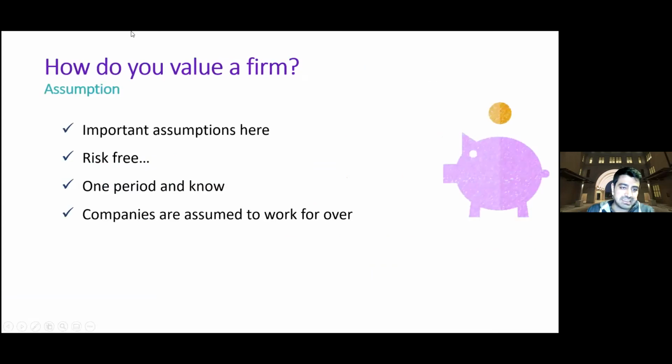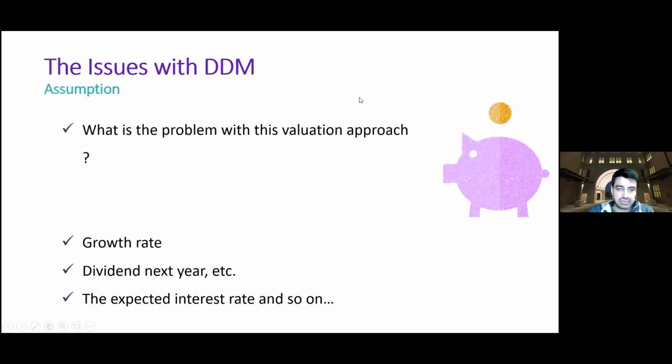Having said that, let's talk about the issues with this model. I already mentioned it a little bit. What is the problem? Why doesn't everyone just use this thing and make a buck for a living? Assumptions. Everyone has different assumptions, and sometimes you might assume something wrong, and the value is going to be different.